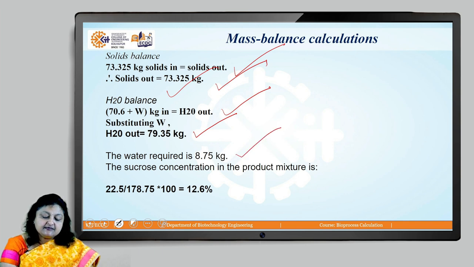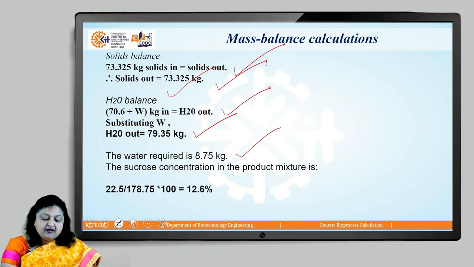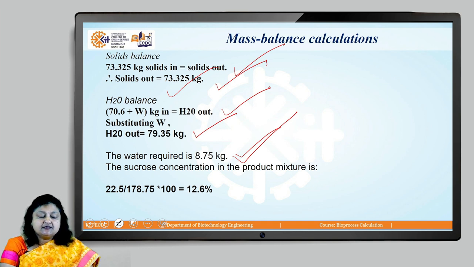The water required is 8.75 kg. Here it is 8.75 kg, from equation 1. By substituting the P value, we have calculated the W value. So how much quantity of water is required for the dilution is the first question, and we got the answer for that from this mass balance calculation. We got the answer 8.75 kg.